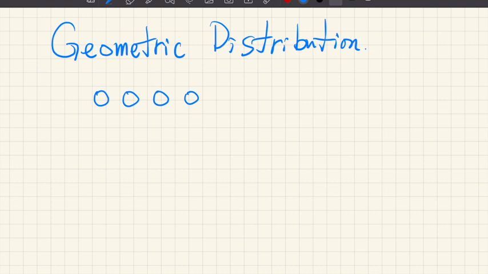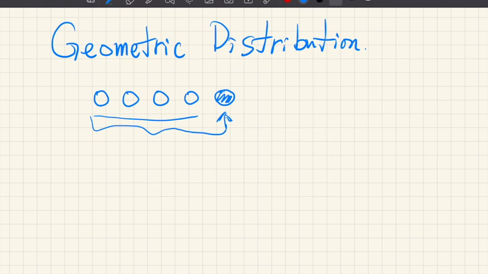So let's say we flipped a coin 4 times, all of them were tails, and at the 5th time, maybe we have a head. Okay, so this number of trials until we get the first head can be a random variable. Sometimes it may be 10 times, sometimes it may be just 1, it may be just 100, and so on.